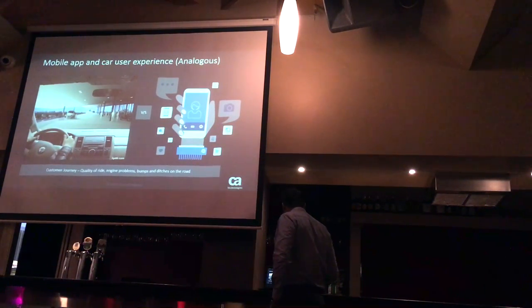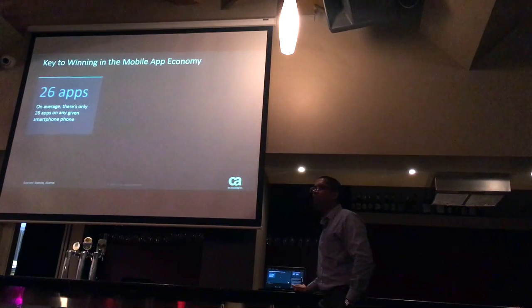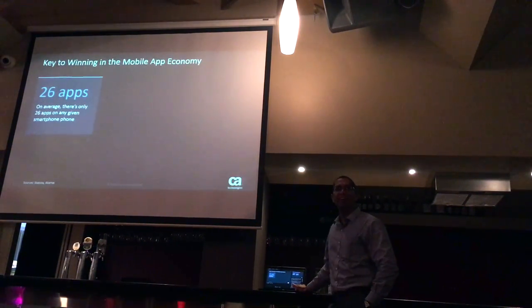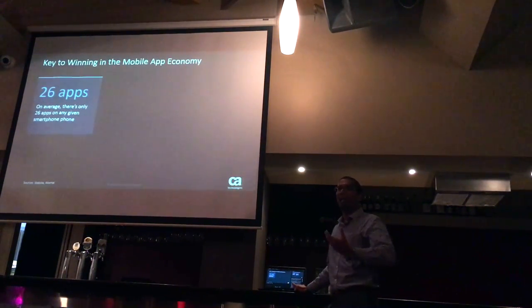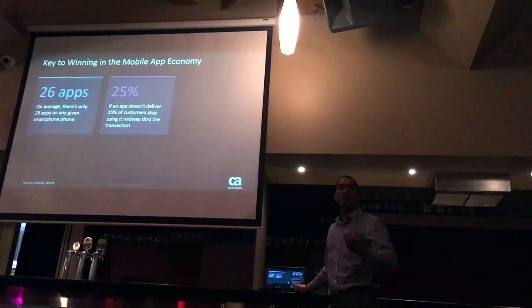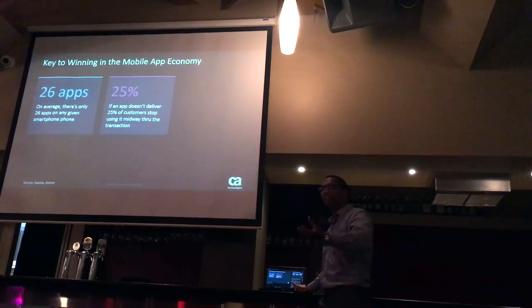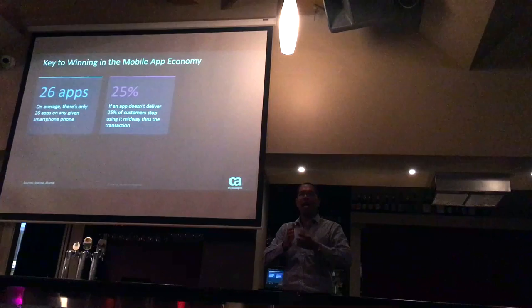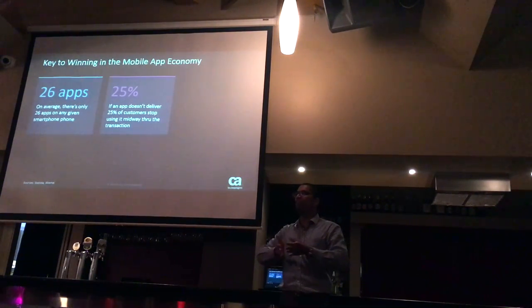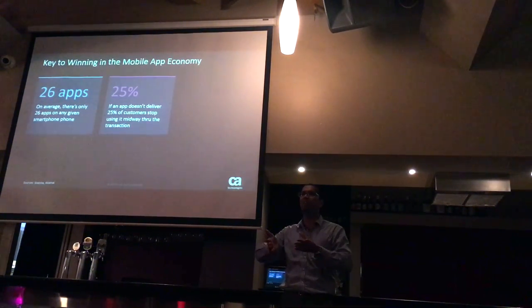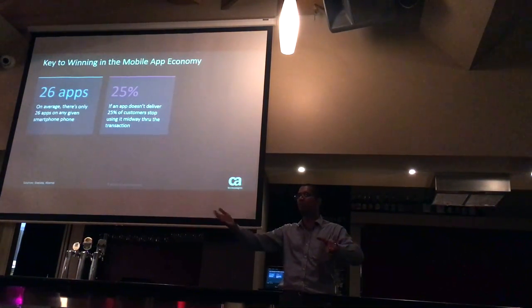So with that analogy, I want to introduce some of the key indicators of what the mobile app experience is like in the mobile market. So there are, on average, 26 applications on a typical mobile phone user's device. And the second statistic here is, if your application does not perform, or if it's difficult to use or difficult to maneuver around, 25% of the end users will just delete it and move on.